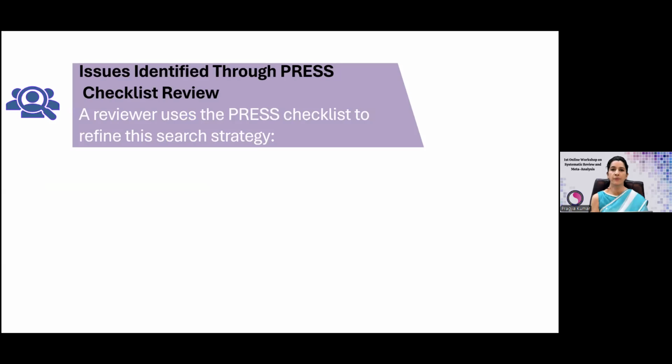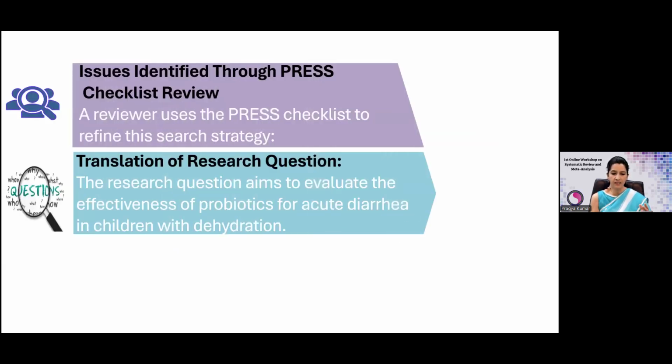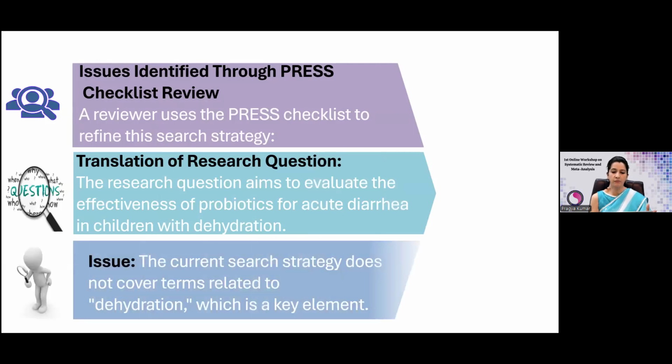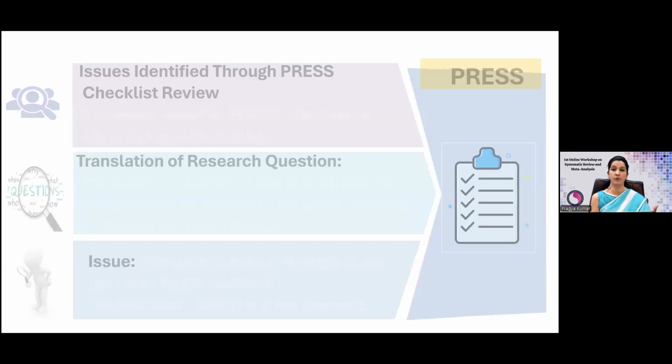So if I am sending it for a peer review, what were the issues identified? A reviewer uses the PRESS checklist, I'll show you the checklist, to refine the search strategies. Because in my question, if you see this, there was a term dehydration also, but I have not included any term of dehydration here. So he might suggest that there should be a term with dehydration also. The current search strategy does not cover the term related to dehydration, which is a key element. So probably he will ask me to add that term also.